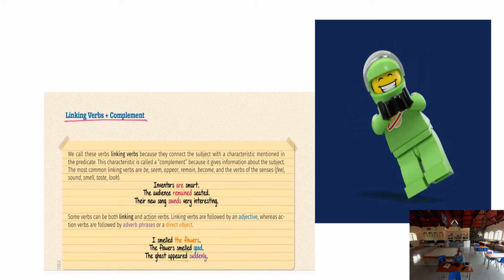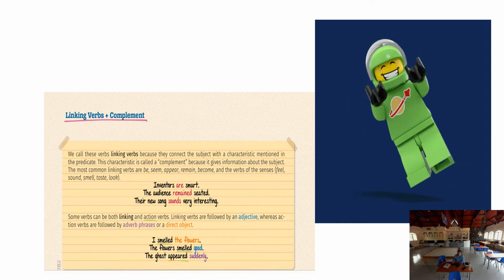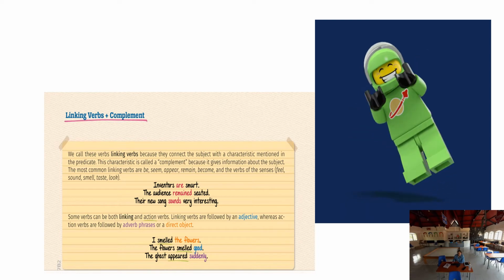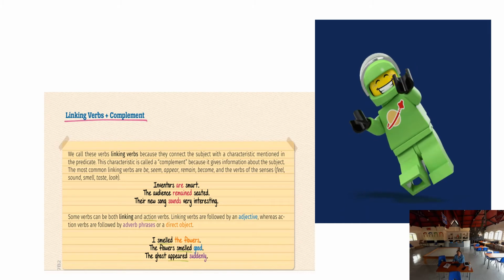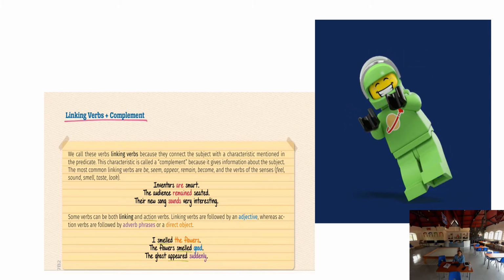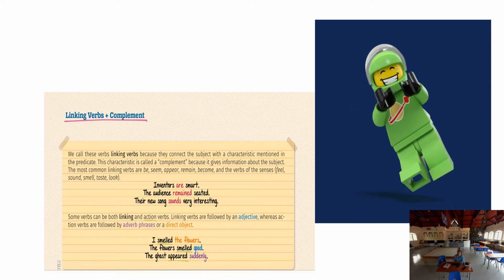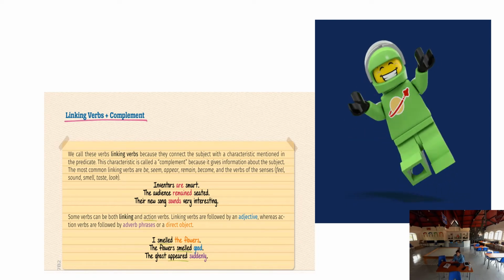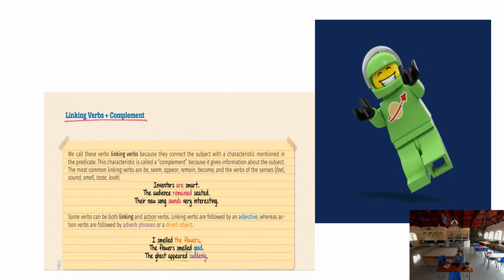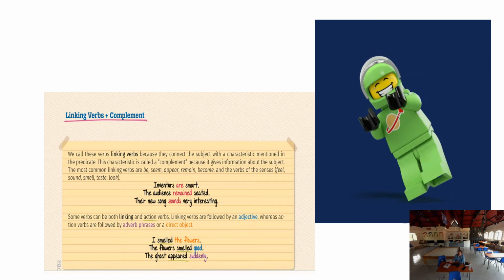They connect the subject with the characteristic mentioned, and the characteristic is the complement, because it gives information about the subject. The most common linking verbs are be. Remember that be is, am, and are. Seem, appear, remain, become.